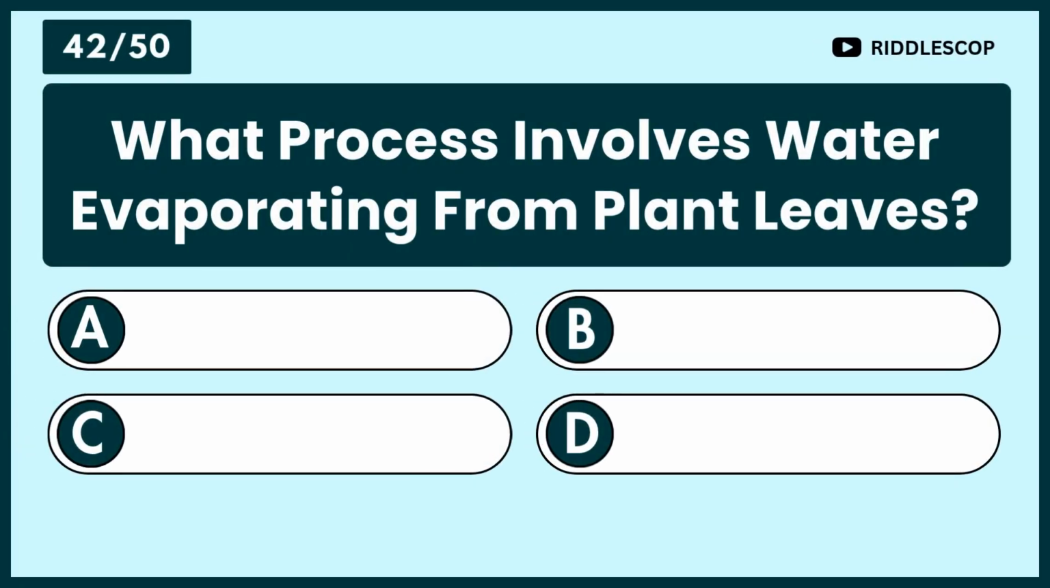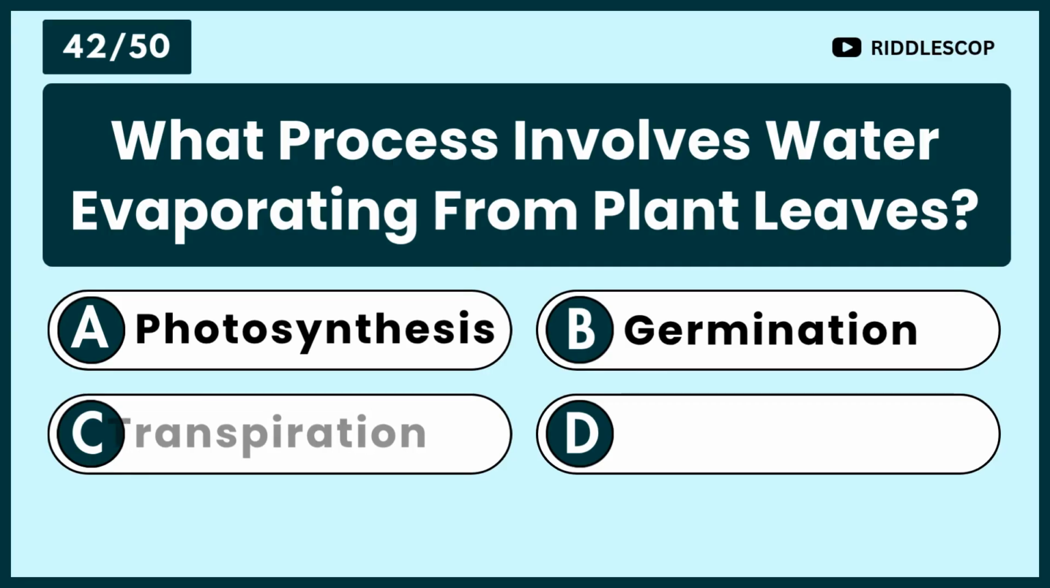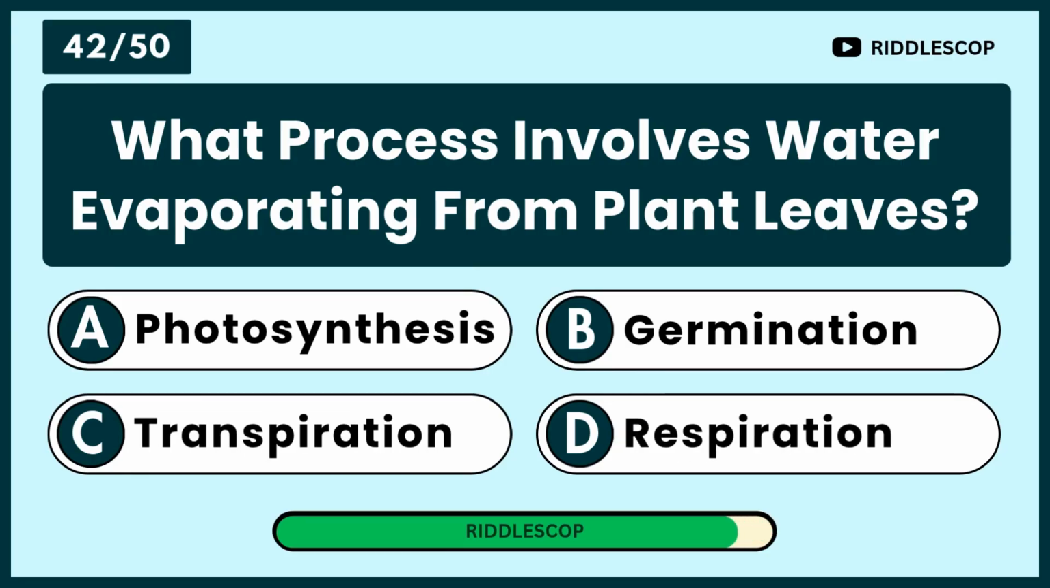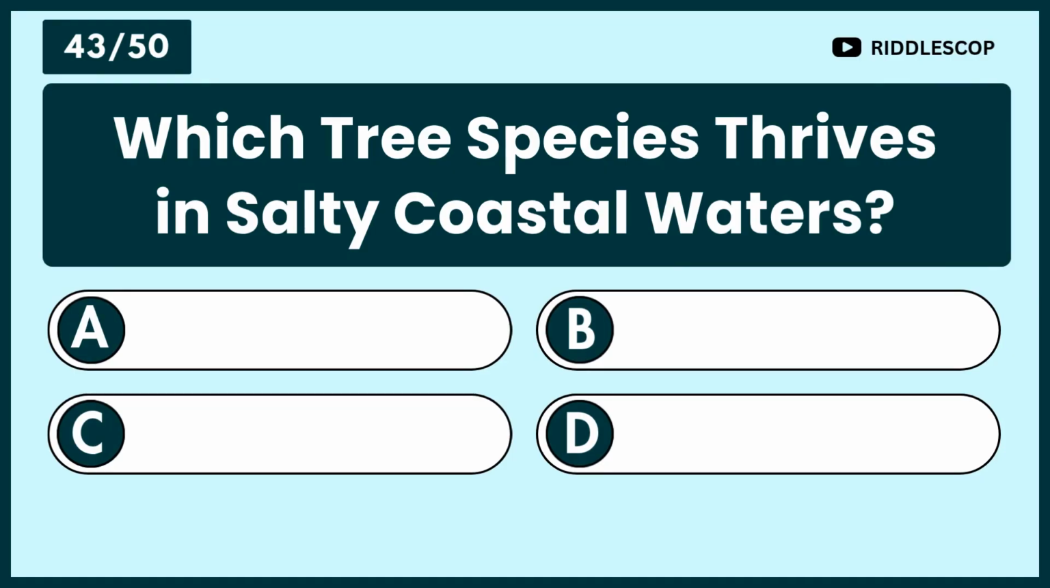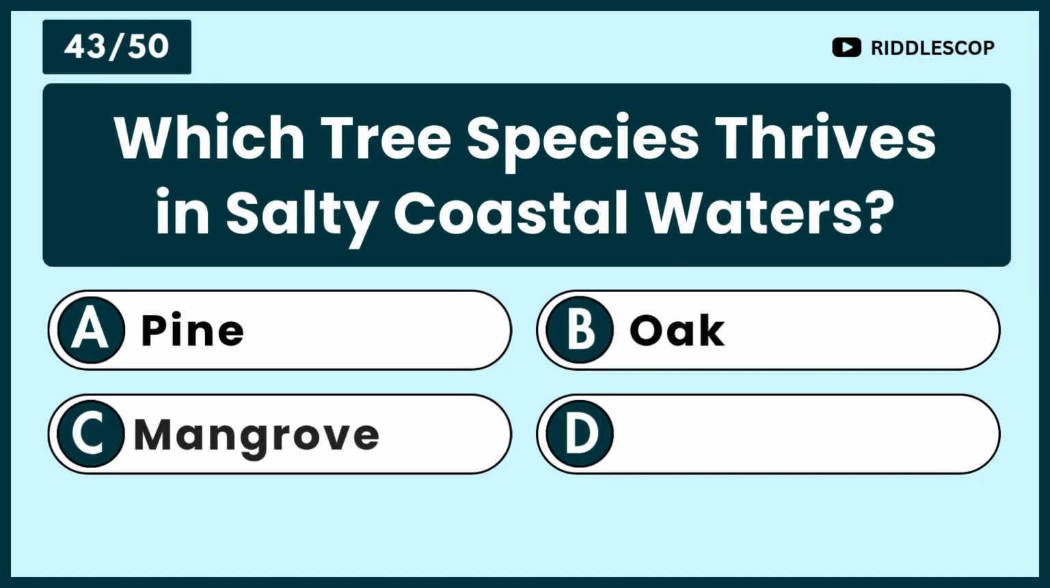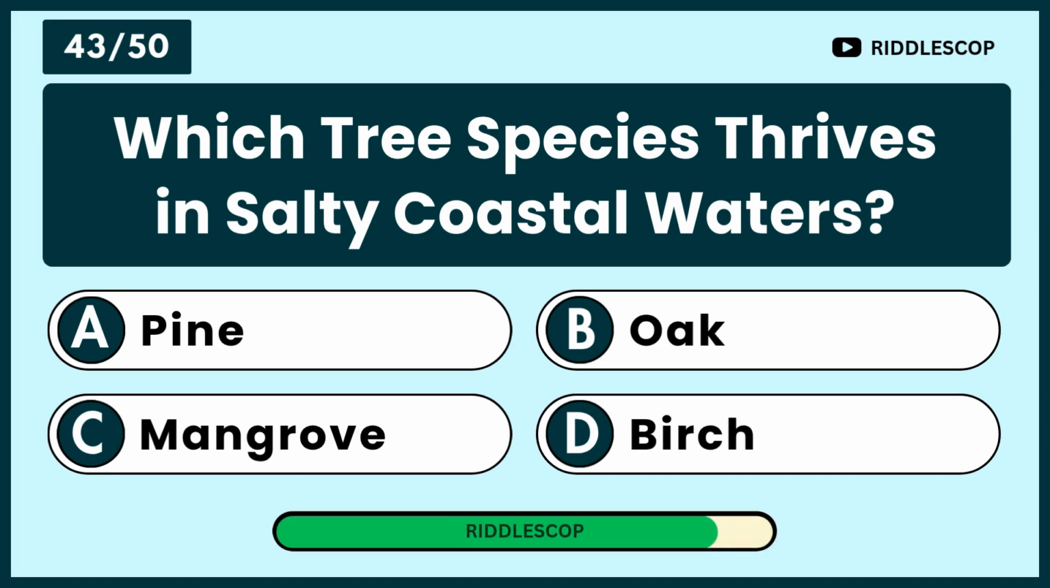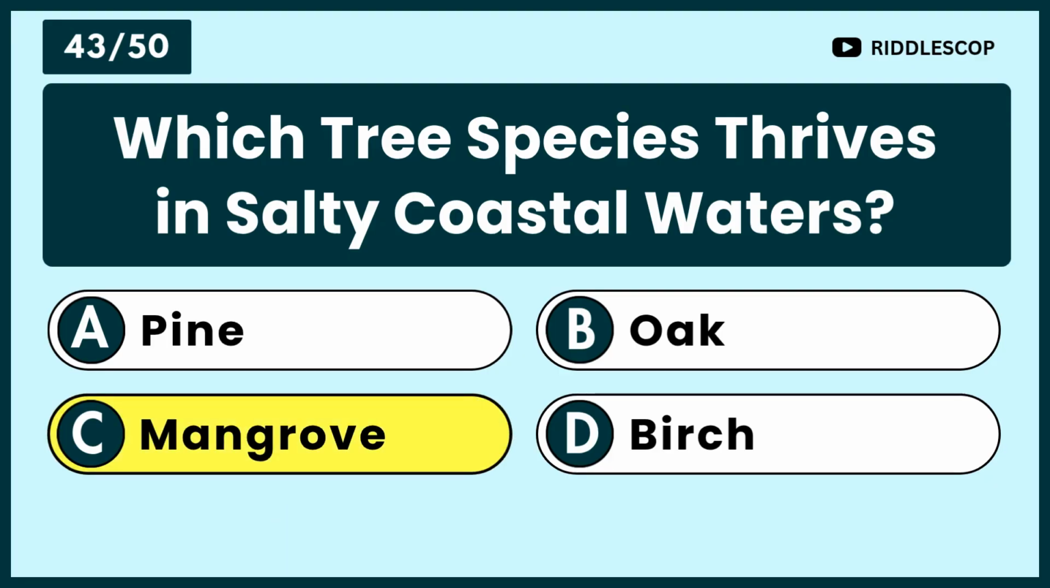What process involves water evaporating from plant leaves? Option C. Transpiration. Which tree species thrives in salty coastal waters? Option C. Mangrove.